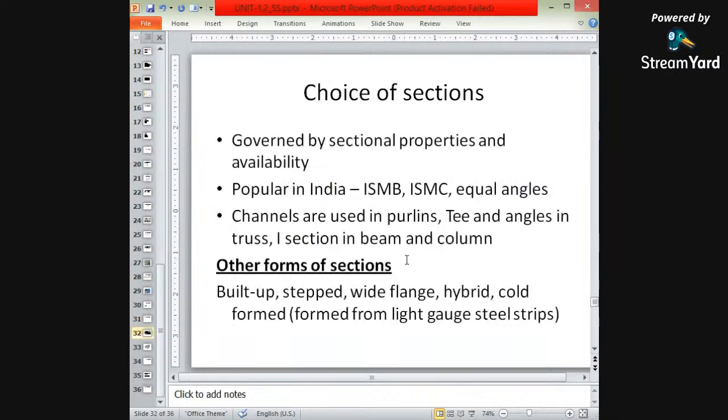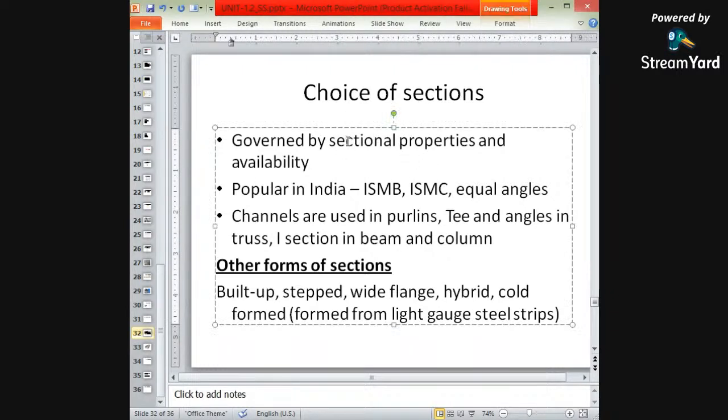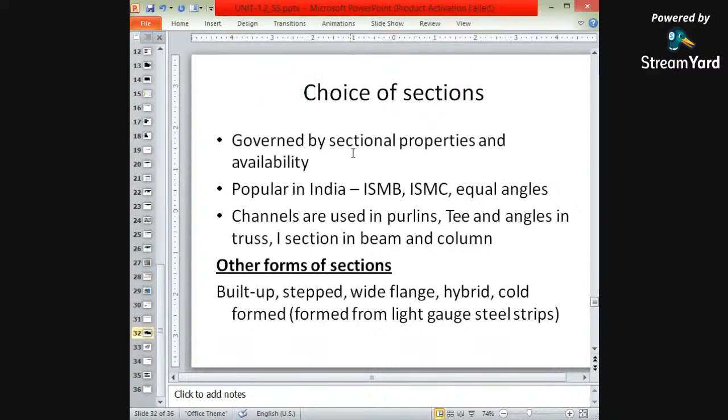Again, how to choose sections, how to select and decide on particular sections? It is governed by the sectional properties and availability. So different properties, by seeing the height or weight, or load-taking capacities, or modulus of elasticity, or Poisson's ratio, or the density of steel. With the help of all these things, we decide which section is to be taken. So all these will be decided with the help of the modulus of elasticity and the properties of the steel.